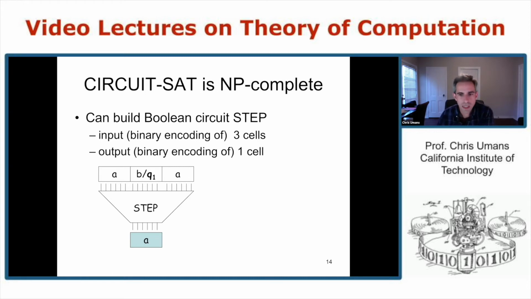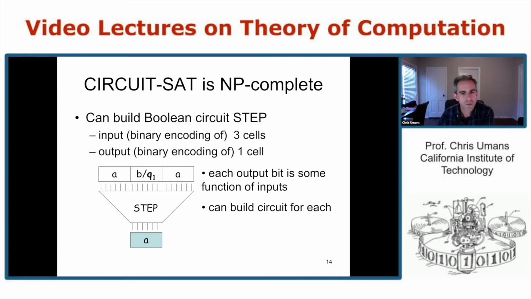Okay, and again, what I should be careful to say, because we sort of defined a Boolean circuit, and we said that there was a single output bit. So what I mean by this picture and by this assertion is that each output bit pictured here is some function of the input bits. And you just build a circuit, one for each of them, and put them side by side, and that's the step function that I'm describing.